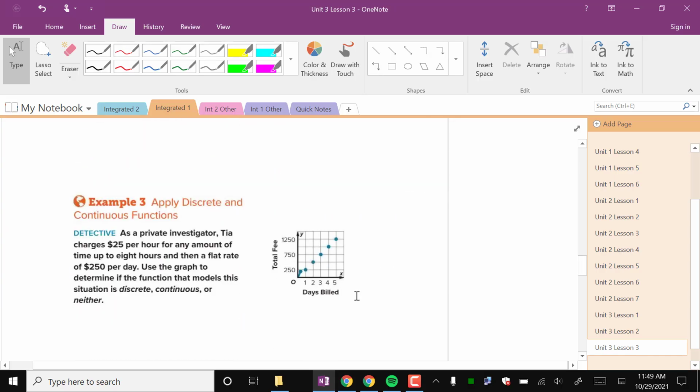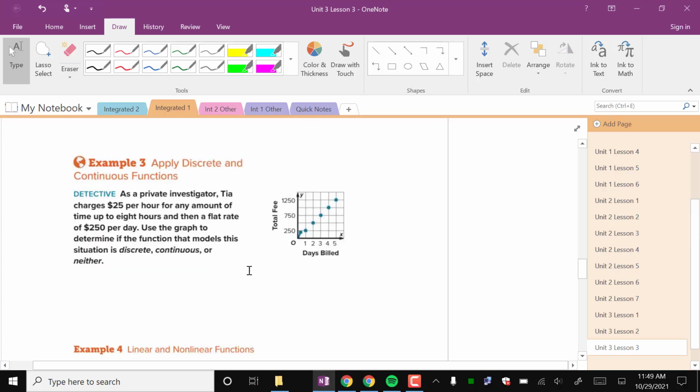All right, let's take a look at example 3. We want to apply discrete and continuous functions. We charge $25 per hour for any amount of time up to 8 hours. Then it's a flat rate of $250 per day. We want to take a look at this graph and determine, is this discrete, continuous, or neither? If we look here, it looks like it's going to be discrete until this little point down here, where starting at 0 coming up to 250 is a continuous function. So this will be neither again.